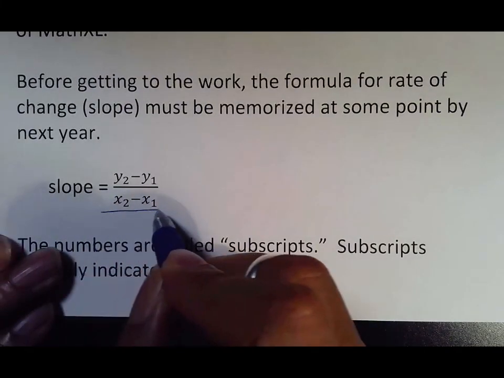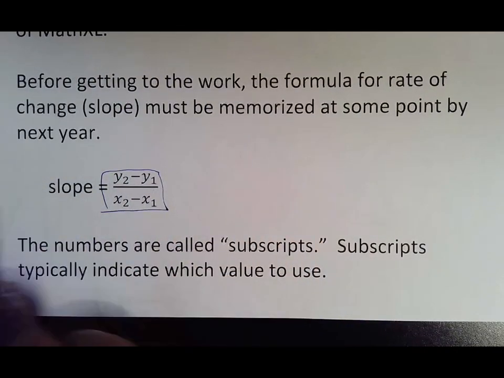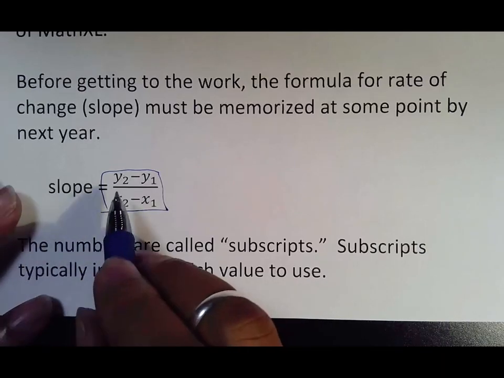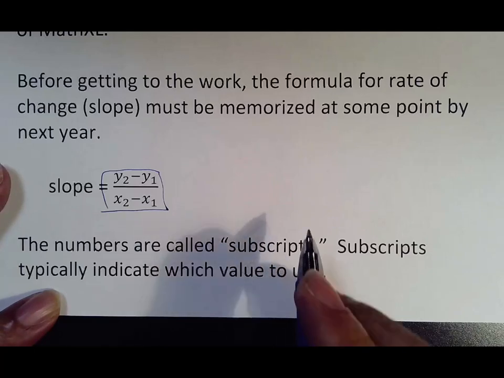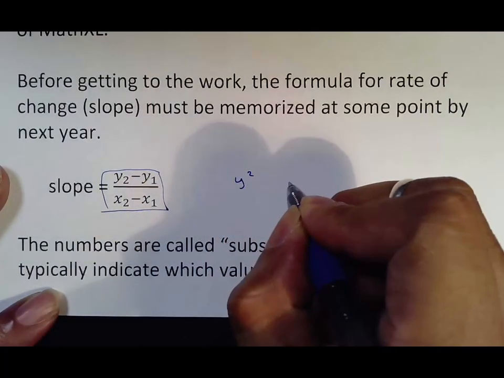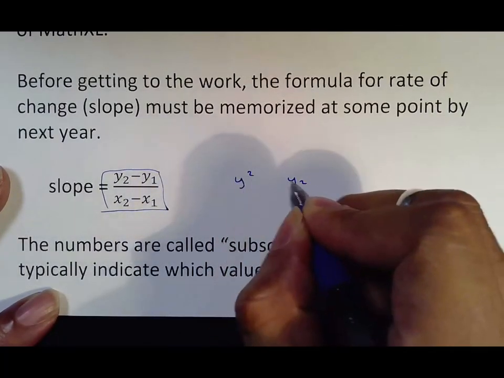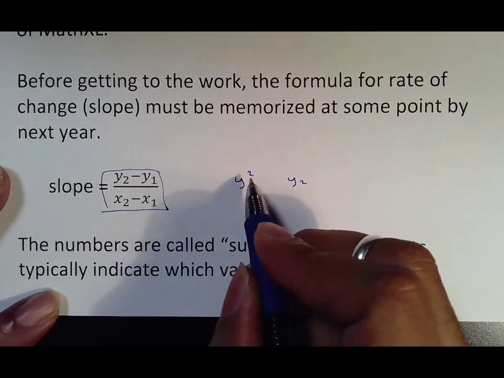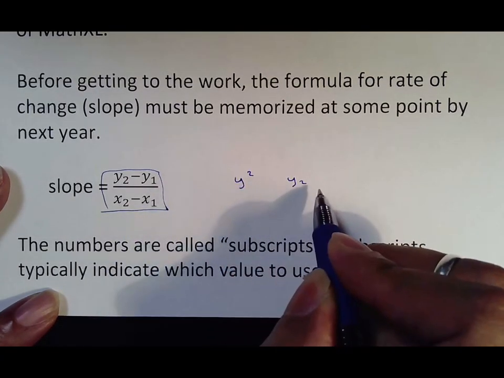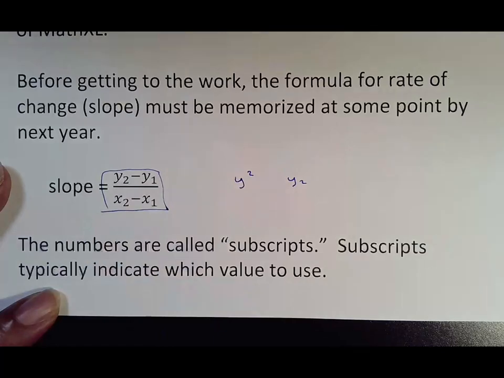First off, the formula for slope or rate of change is y2 minus y1 over x2 minus x1. Now you see these numbers, and they're called subscripts. Subscripts and superscripts are different. Y squared is different than y sub 2. Superscript means it's flying in the air like Superman. Subscript means it's floating below like a submarine.